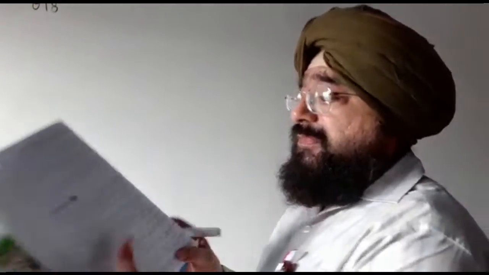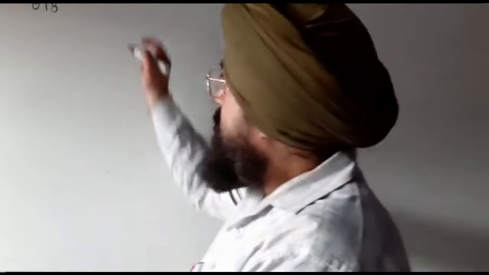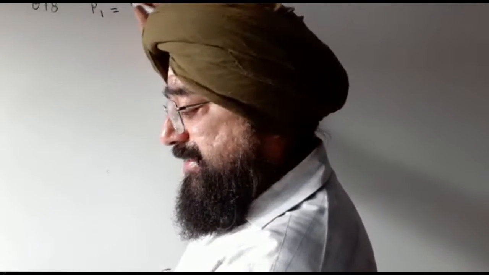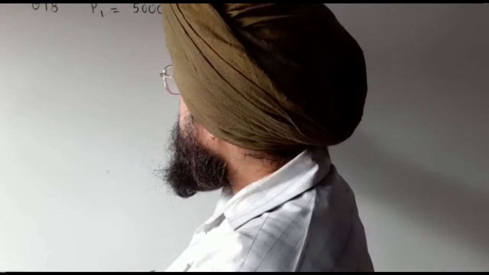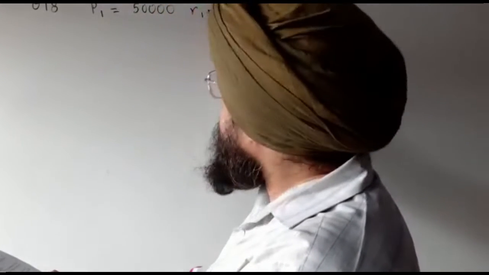From exercise 2.1 of ML Aggarwal, class 9, this says: Jaya borrowed rupees 50,000 for 2 years. The rates of interest for 2 successive years are 12% and 15% respectively. She repays rupees 33,000 at the end of the first year. Find the amount she must pay at the end of the second year to clear the debt. So, principal for the first year is 50,000. Rate for the first year is 12%.